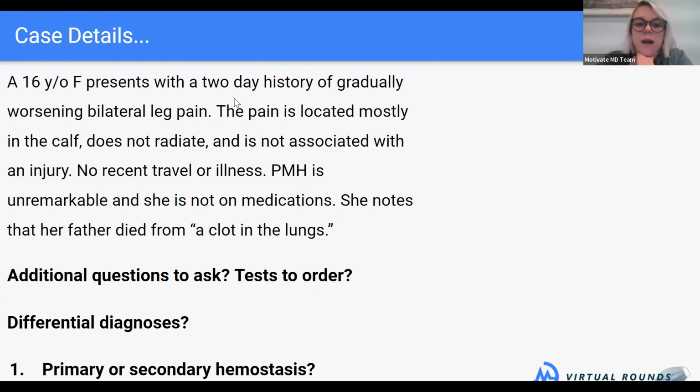Does it happen when she's more active and gets better at rest? Good. Yeah, that might pinpoint us to some of these other causes, likely not in a 16-year-old, like osteoarthritis like we talked about last week, or rheumatoid arthritis. Good. Excellent. And what tests do you guys want to order other than x-ray? What do we say? D-dimer, certainly.